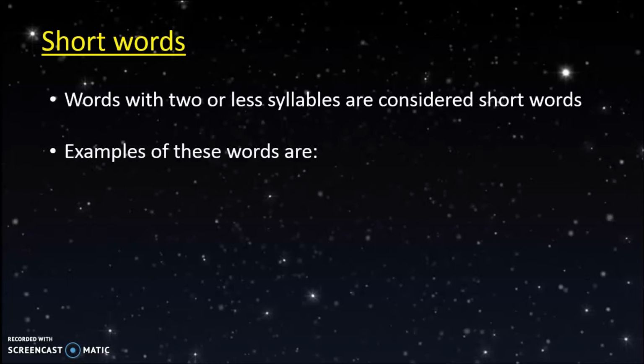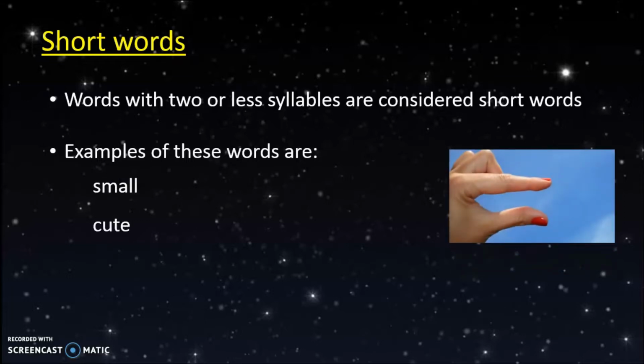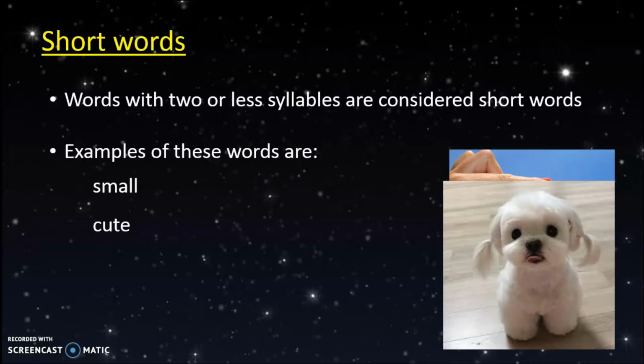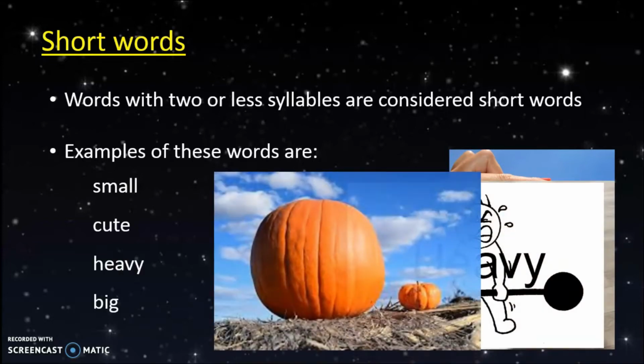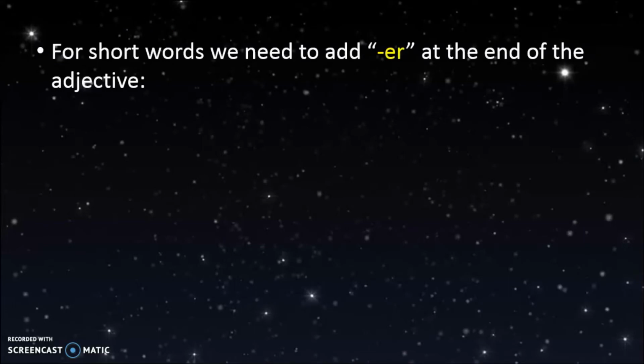Some examples of these words are small, cute, heavy, and big. For short words, we need to add er at the end of the adjective.